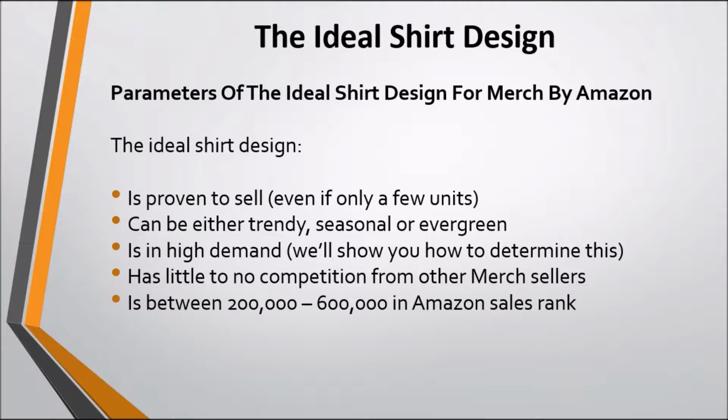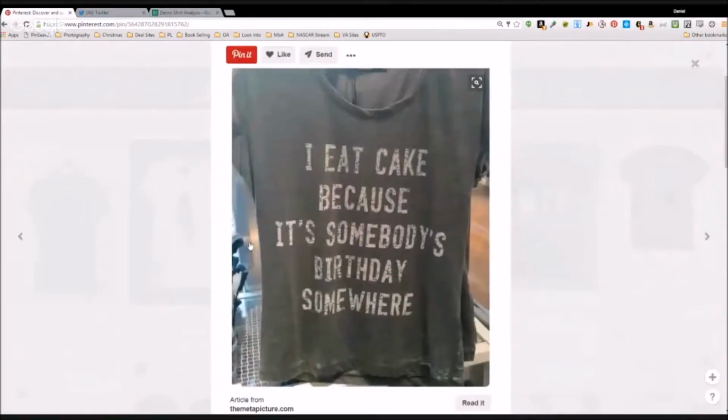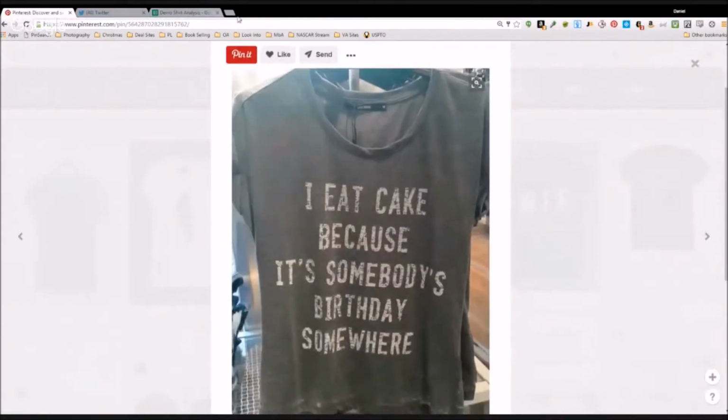The ideal shirt is also between 200,000 and 600,000 in Amazon sales rank, and that's a good range where you don't have too much competition and you also do have plenty of demand. So let's take a look, as in the following video, Daniel explains why we are looking for that type of sales rank.